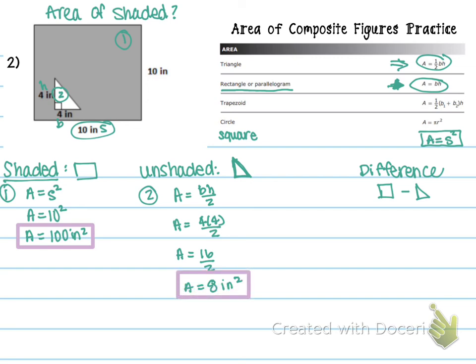And then your difference, 100 minus 8. We should know what that is. 92 inches squared area. That one was pretty easy.